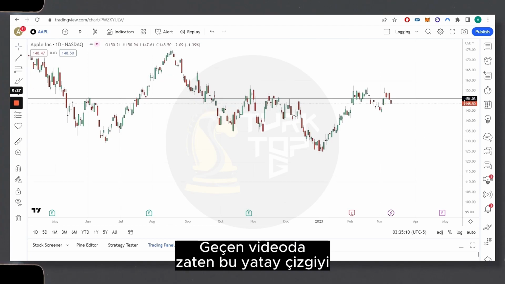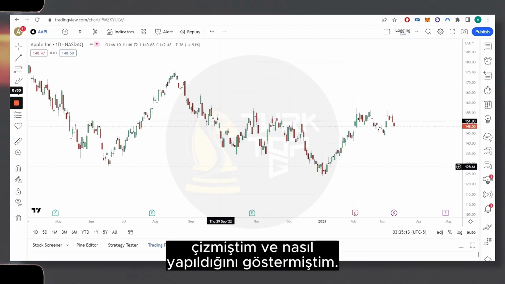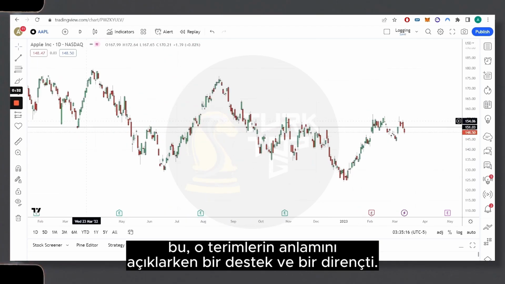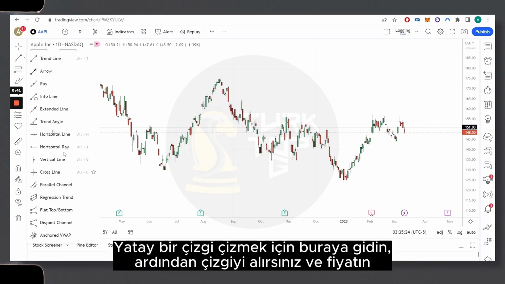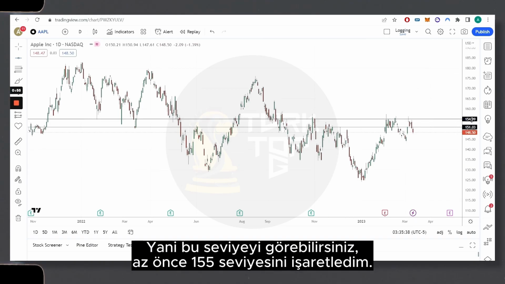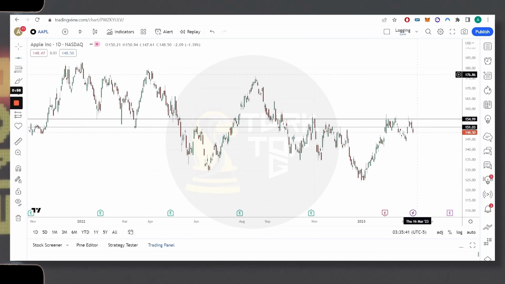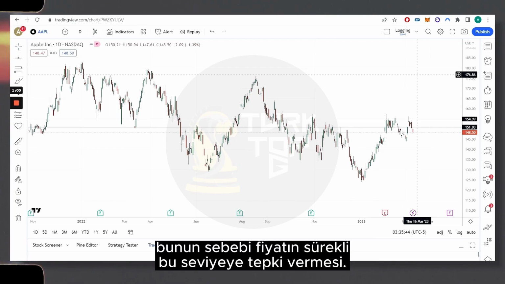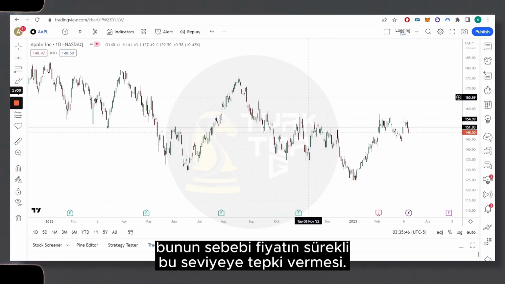So in the last video, I had already drawn out this horizontal line and I had showed how this was a support and a resistance while explaining the meaning of those terms. To draw a horizontal line, go here. Then you pick up the line and you will draw that to mark out important levels where price sees some form of sensitivity. So you can see this level I just marked out, 155 level. In the future videos, you will learn it's called a zone. And the reason is that price is constantly reacting to this level.